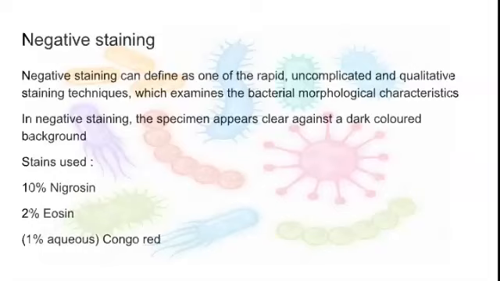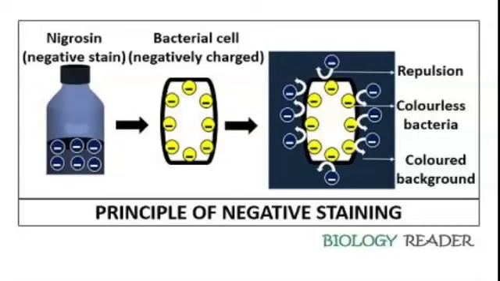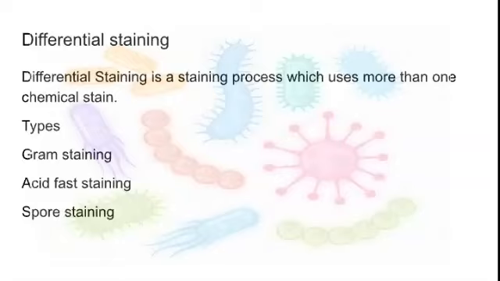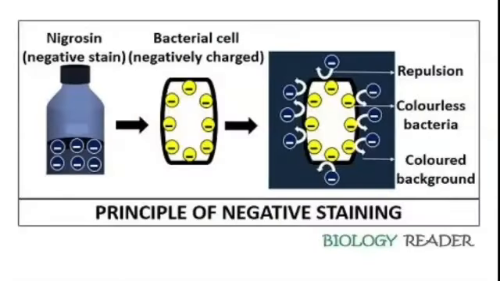Here also we use only one color to stain the organism, but here the organism is repulsing the stain, so it will be fixed only in the background. So this is the principle of how negative staining happens. That is, nigrosin is a negative stain, and the bacterial cell wall is negatively charged. So what happens, they just repulse the stain, giving a clear view of the bacteria against a dark colored background. Clear? So this is how the principle works.